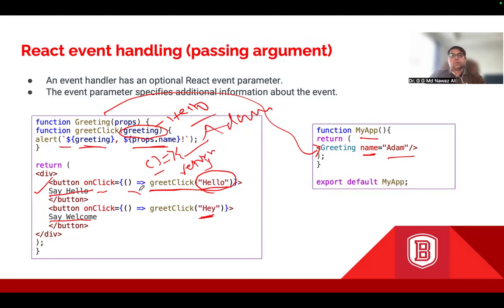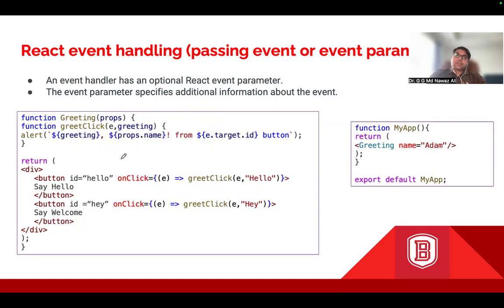So the two buttons are sending different arguments. That's how you can pass the argument. Next, you can also pass the event as well, whatever event is happening. Sometimes this is very important, like when you want to submit a form, then we want to prevent default, so that's why we need the event.